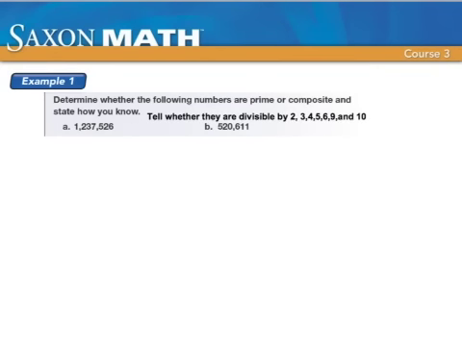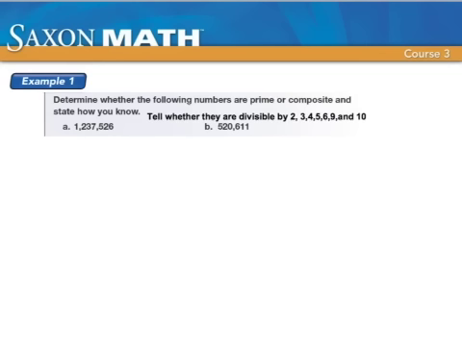Okay, so sometimes you're going to get an example, and in the book it's stated like this right here. It says, determine whether the following numbers are prime or composite, and state how you know. Prime means it's not divisible by anything else except 1 and itself. So if it's prime, the only two numbers that should go into this are 1 and itself. Well, then I put on your instructions, tell whether the numbers are divisible by 2, 3, 4, 5, 6, 9, and 10. So use those tests that we just talked about.